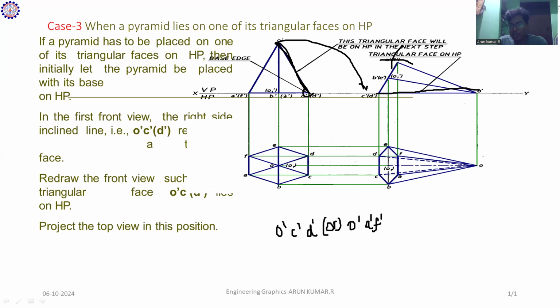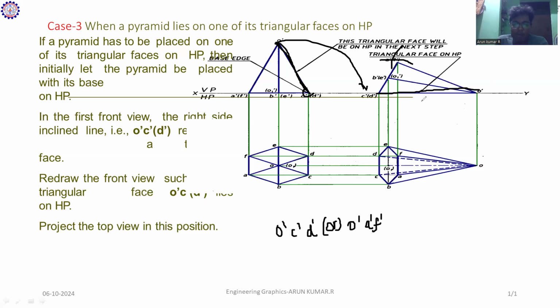I have to measure from either A dash F dash or C dash D dash. Either on one side, you have to measure this line, that is called B dash and E dash. What is the next step I have to do? You have to join this line from the O dash.